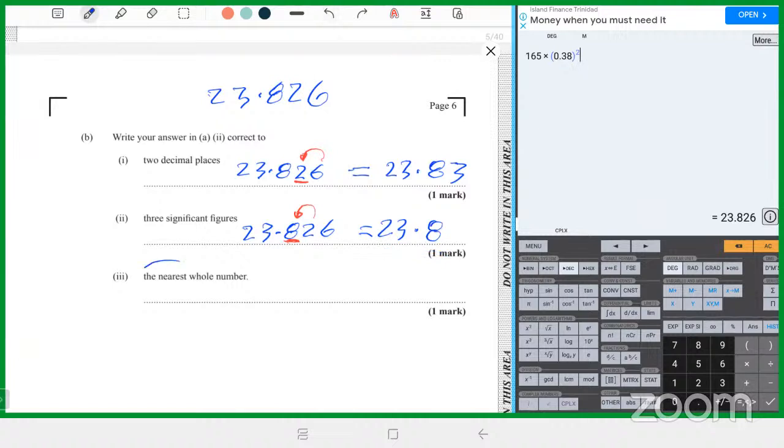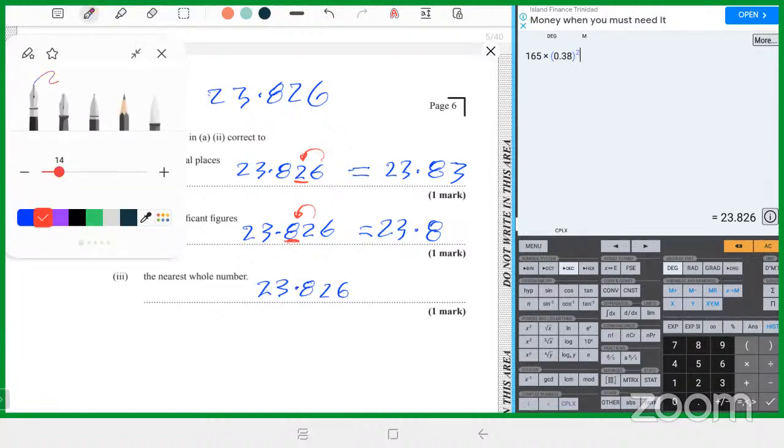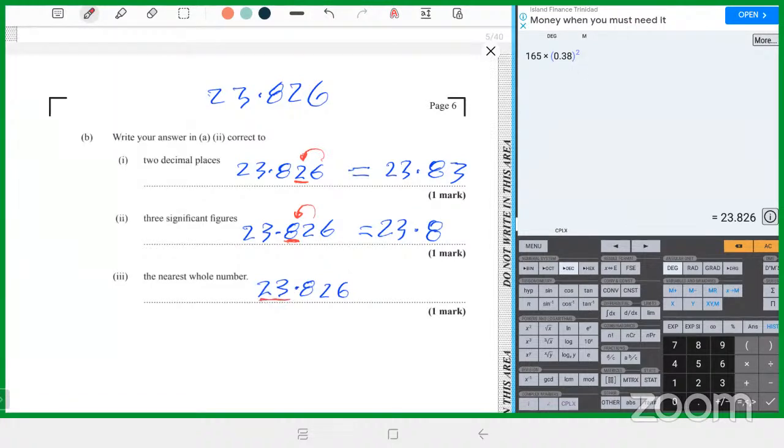Then this one wants us to go to the nearest whole number. So I'm going to write it again, 23.826. The whole number is the number before the decimal point. All of this becomes your whole number.